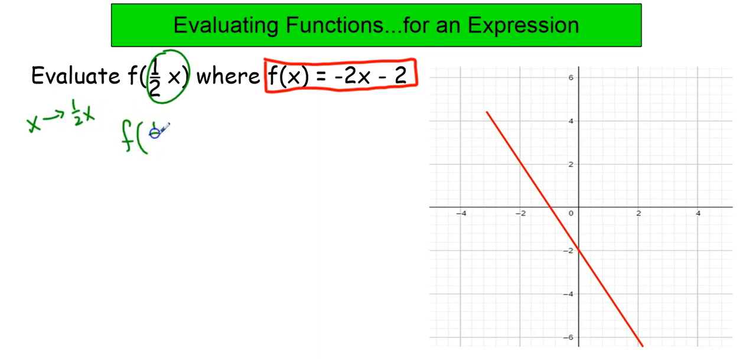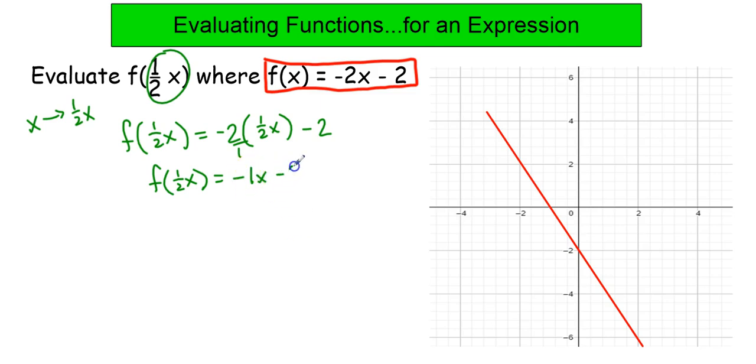So f of 1/2x equals -2 times 1/2x minus 2. And let's go ahead and simplify. So I've got f of 1/2x is equal to, well, this is -2 over 1, and we multiply across, so that's -2 over 2, so that gives me a -1x, technically, minus 2. So let's go ahead and plot this thing.